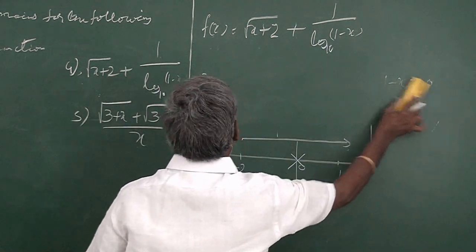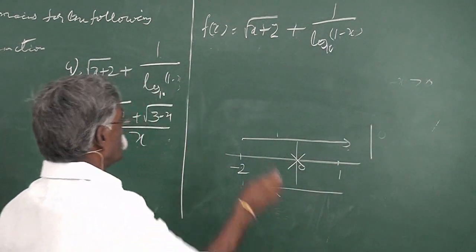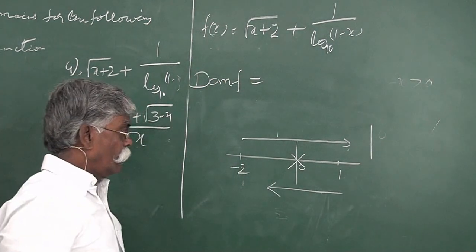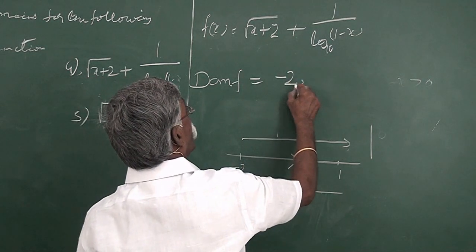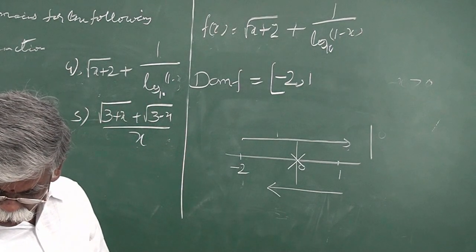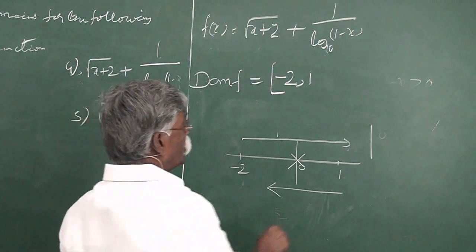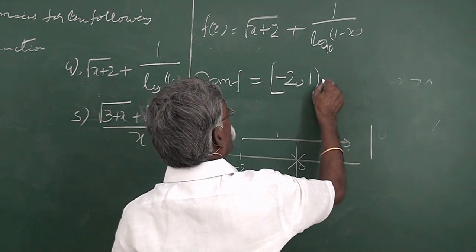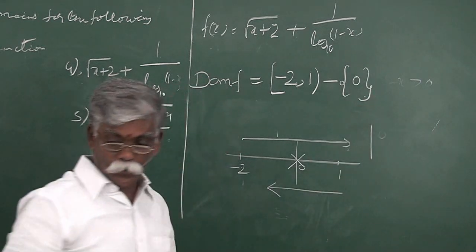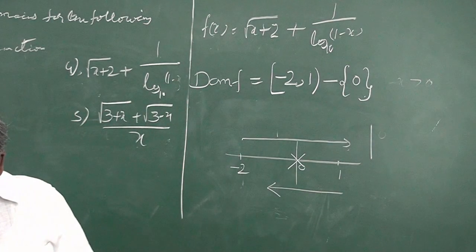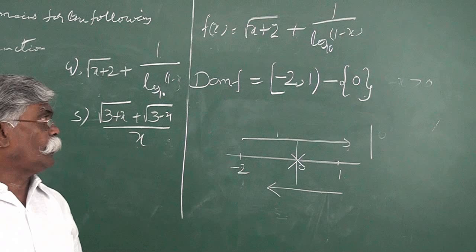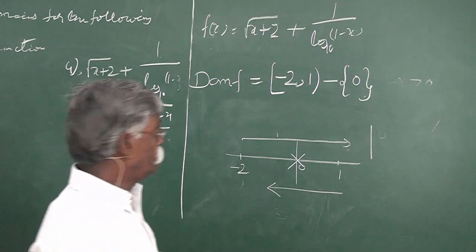Therefore, the values which satisfy all will be the values for the domain. Therefore, the domain of f is minus 2 to 1, one is not having equality. From this, we have to delete the set 0. So it is minus 2, 1, and 0 is removed from that interval.